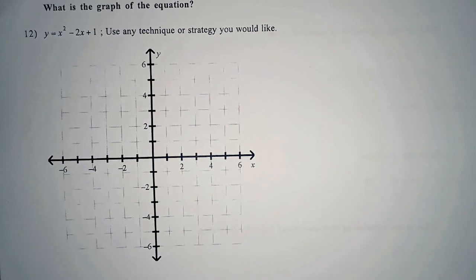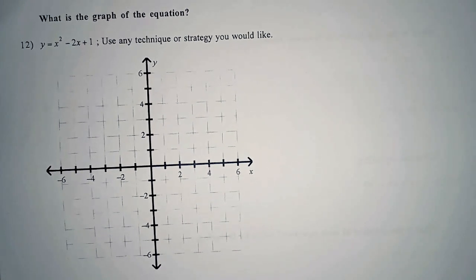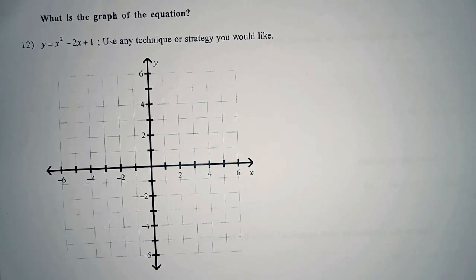Okay, next. What is this equation going to look like? It says graph. What is the graph of the equation y equals x squared minus 2x plus 1? What will the graph look like? What is the name of the graph of this, Jahari? What's the name of the graph of this kind of equation?